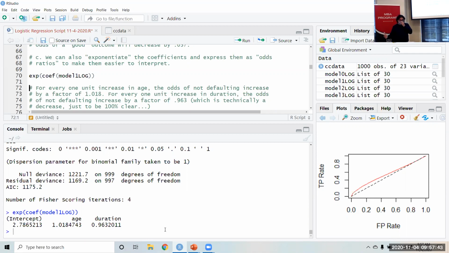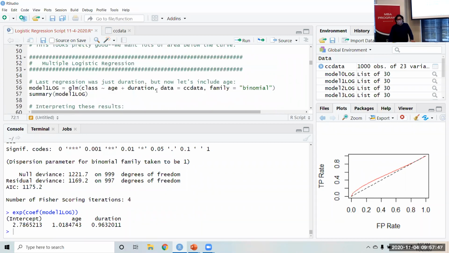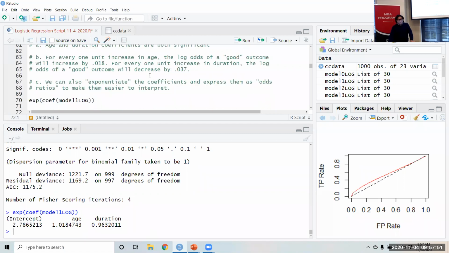So that is how to interpret what we just did there. The main thing to remember is that the actual code to run the model is very similar to the standard logistic regression. But in order to interpret, we need to exponentiate, and then we can interpret the odds ratios.